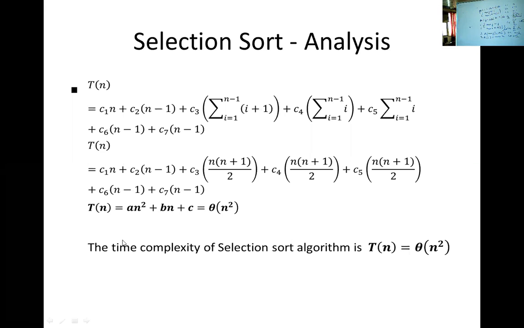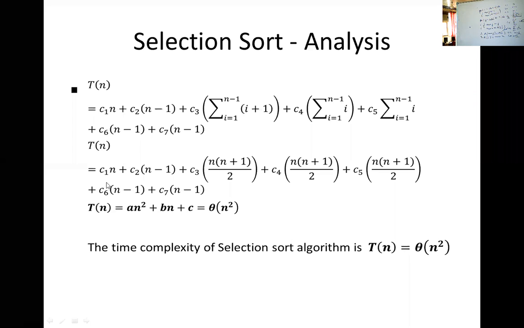So when you omit this, C3 n square plus n by 2, C4 n square plus n by 2, C5 n square plus n by 2. Wherever I am getting it, I am just getting it because the highest power of n is going to be 2. So the time complexity would be theta n square, because we are taking the highest power of n.